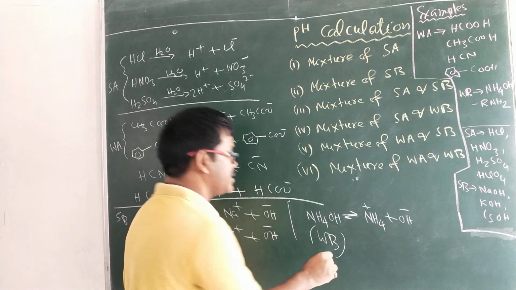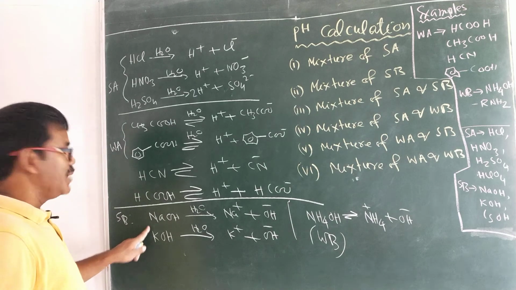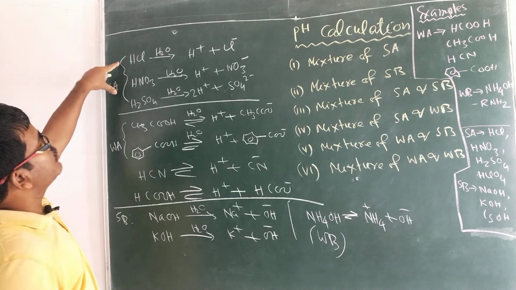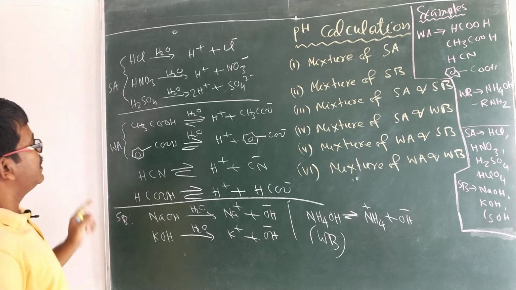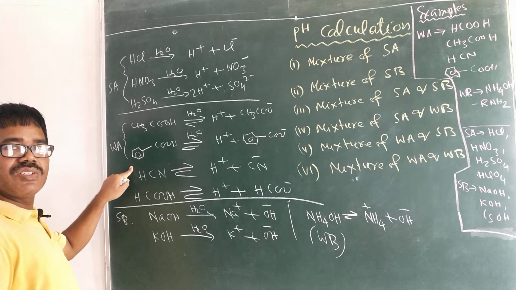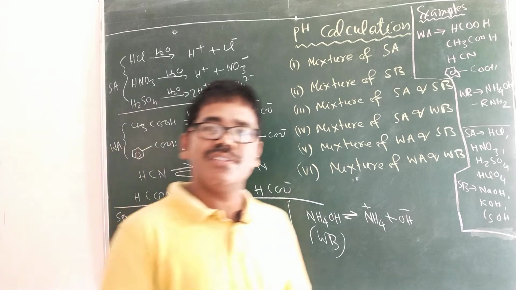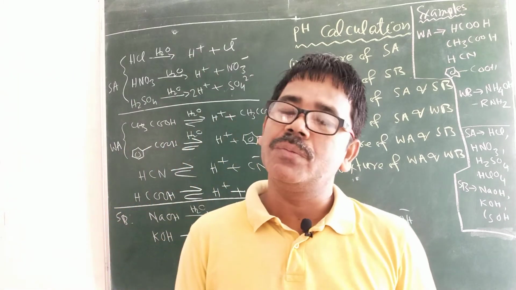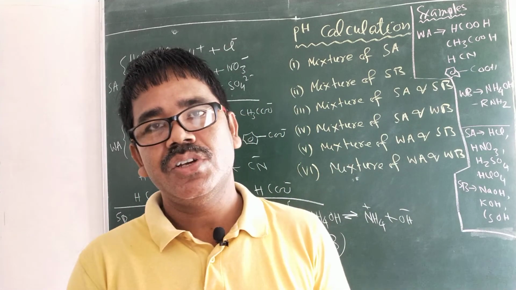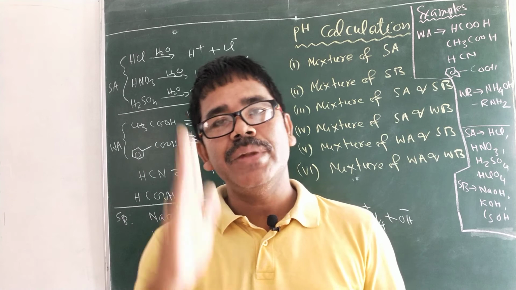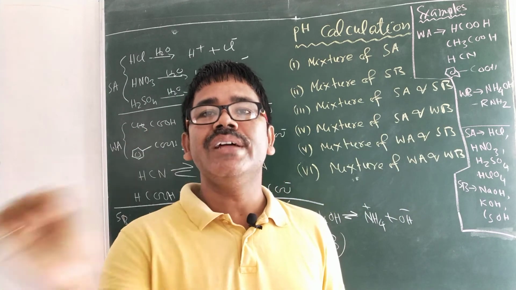The most commonly used weak base is ammonium hydroxide. The most commonly used strong bases are sodium hydroxide and potassium hydroxide. The most commonly used strong acids are hydrochloric acid, nitric acid, and sulfuric acid. The most commonly used weak acids are acetic acid, benzoic acid, hydrogen cyanide, and formic acid. Okay, clear? Strong means completely ionizes, weak means partially ionizes. Weak means it maintains equilibrium, a reversible reaction. Strong, no equilibrium, the reaction is unidirectional.